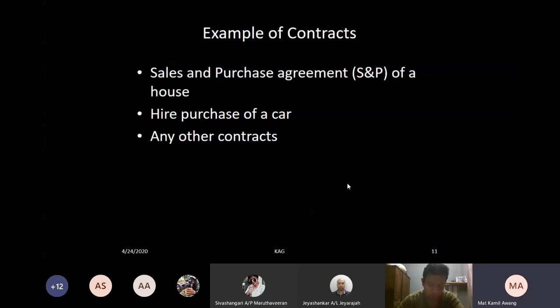Sales and purchase agreements are similar to that also. You buy a house, then it has a scheduled payment that you need to pay according to the progress completion of the house. So there are many forms of agreements, of contracts.